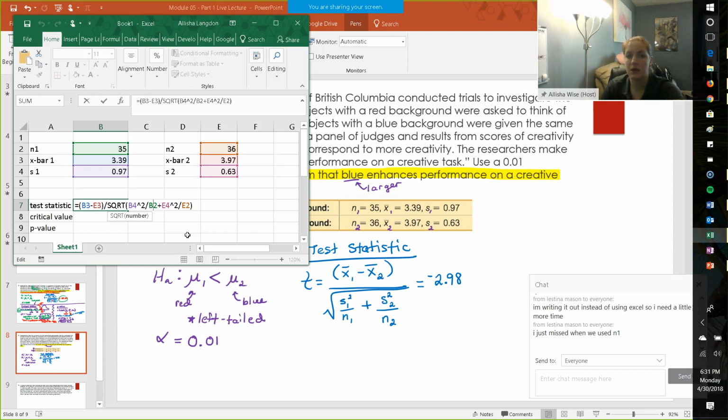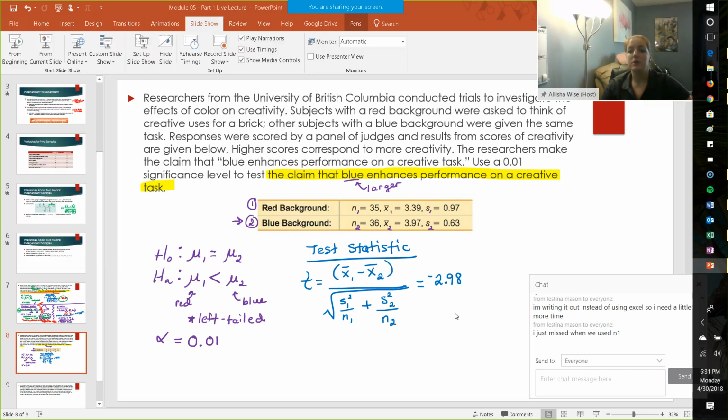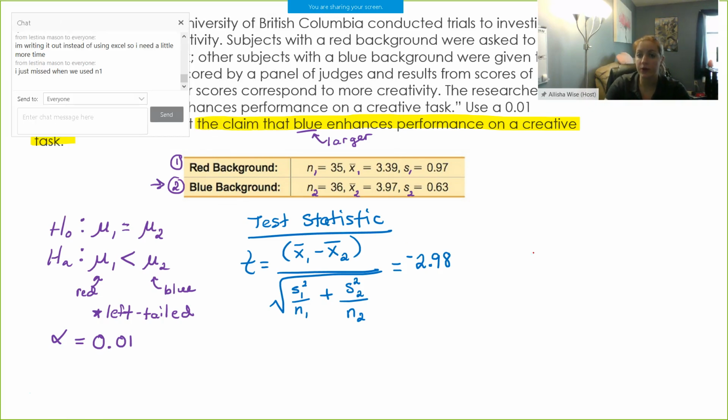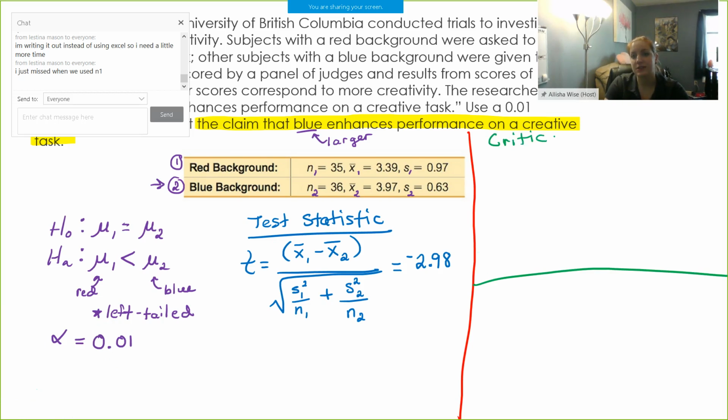Got it? Okay. So now that we have our test statistic, now we go ahead and we determine either using the p-value or the critical value. Okay. I'm going to do this a little different this time. I'm just going to write it a different way. So let's do the critical value first. Apparently we're using critical values.